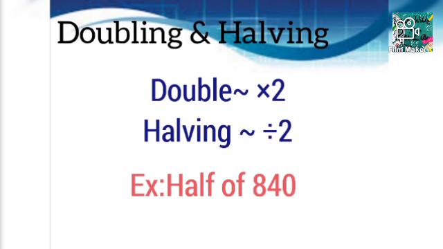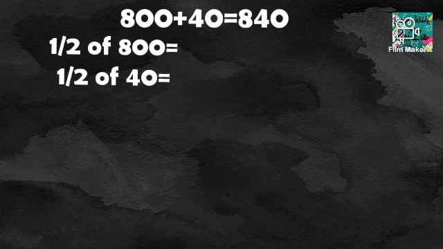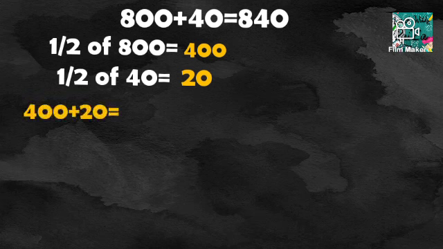Let's see how to get the value of half of 840. First of all, let's see how 840 comes. 840 comes like this, 800 plus 40. Then you have to write the next step, half of 800, that is 400. Half of 40, that is 20. Now you obtain two answers, right?